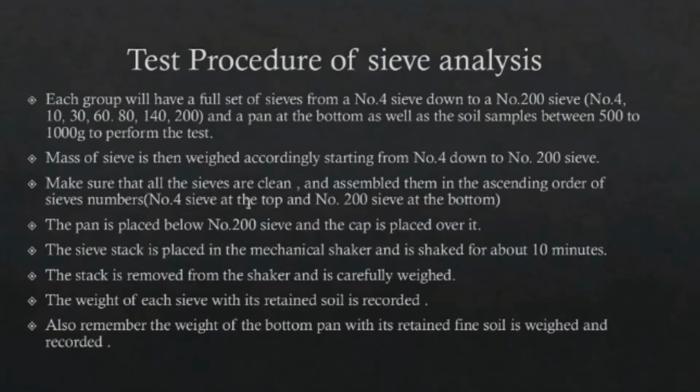Make sure that all the sieves are clean and assemble them in ascending order of sieve number, which is number 4 sieve at the top and number 200 sieve at the bottom. The pan is placed below the number 200 sieve and the cap is placed over it. The sieve stack is placed in the mechanical shaker and is shaken for about 10 minutes.